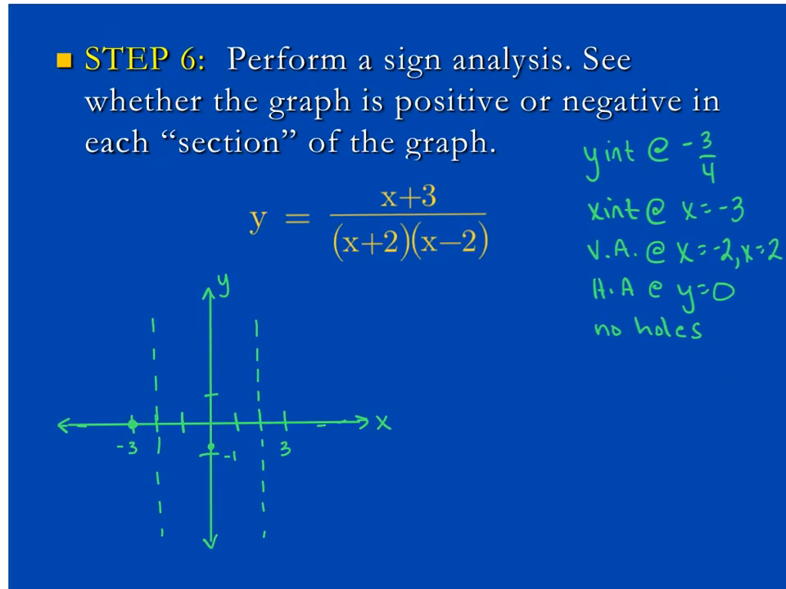I've started my sketch by putting in the pieces that we found in the previous steps. So I have my y-intercept at -3/4, my x-intercept at -3, my two vertical asymptotes at x equals -2, which comes from this factor, and x equals 2, which comes from this factor, my horizontal asymptote, which is at y equals 0. And if you look back at your notes, you'll see that in step 5, I mentioned that a graph can, in fact, go through a horizontal asymptote. And that's going to happen here because my horizontal asymptote is at y equals 0, but I have an x-intercept at (-3, 0).